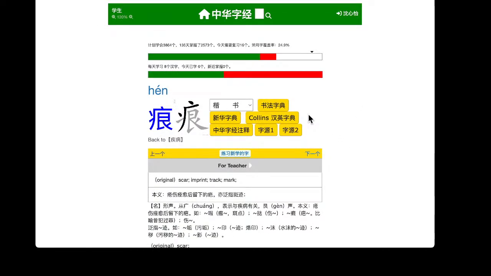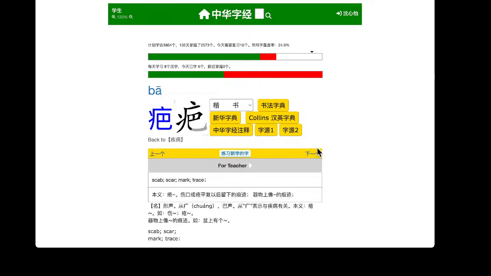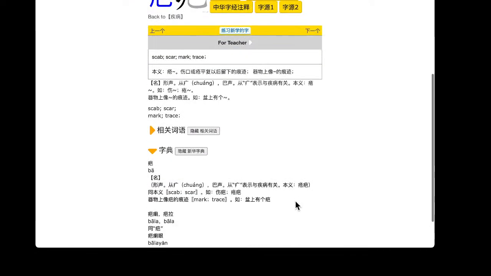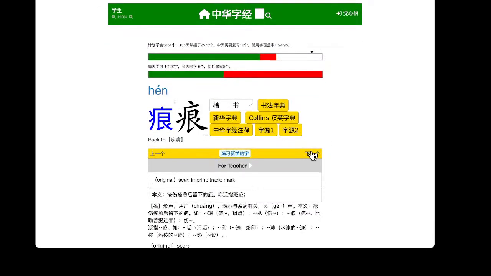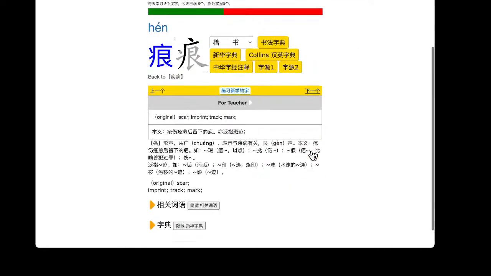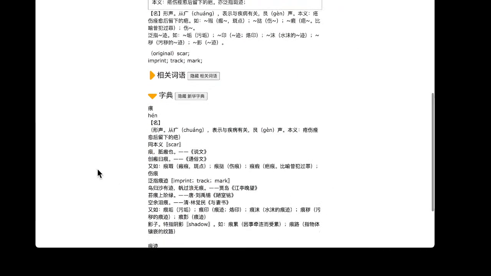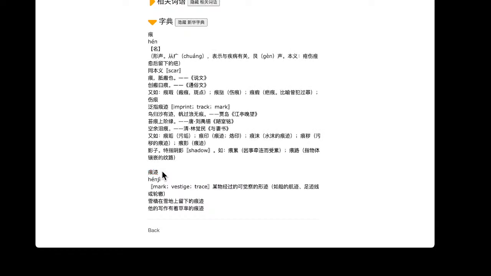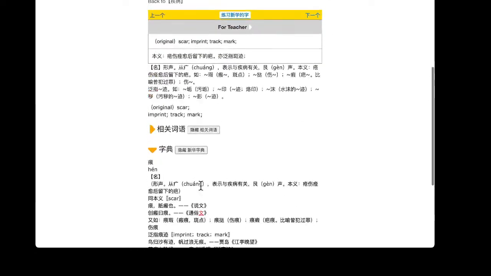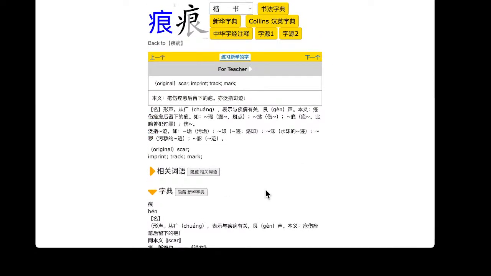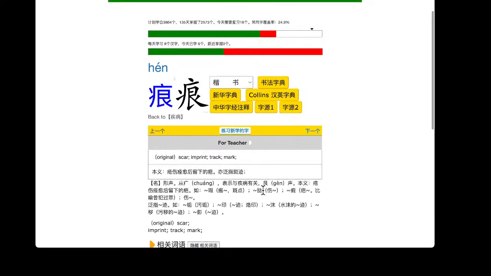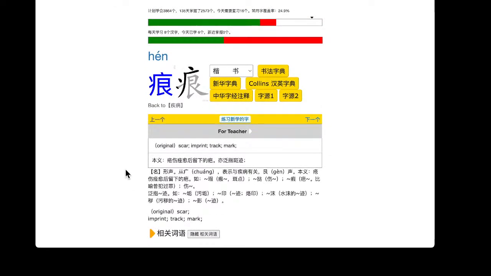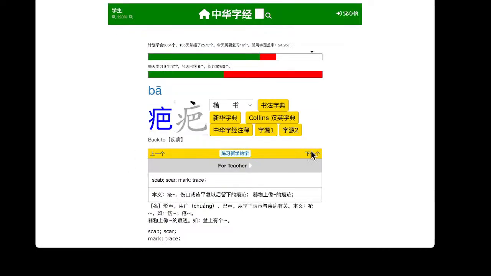Hen means also scar or an imprint, a track or a mark. You often see these two together. Ba hen. Now, ba can be used by itself when you refer to scabs or scars. But hen you pretty much only hear together with other characters in compound words. Like henji, which means like a vestige or a trace, or shanghen, which is injuries, wounds left after a battle. Or like here, bahen.